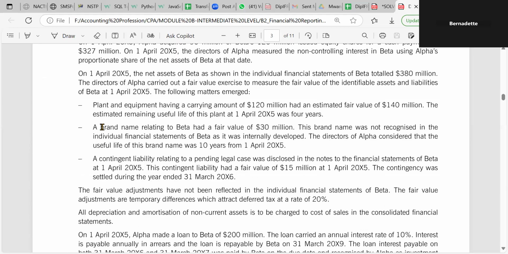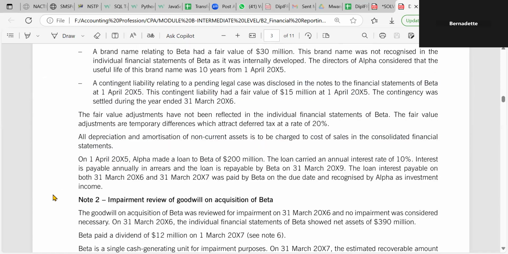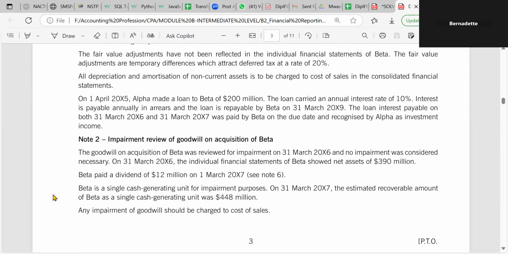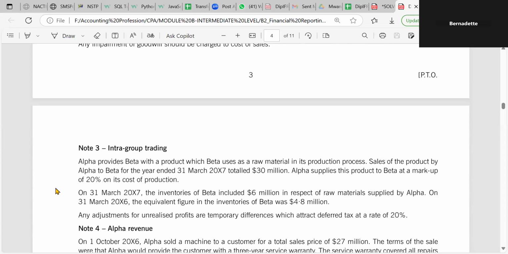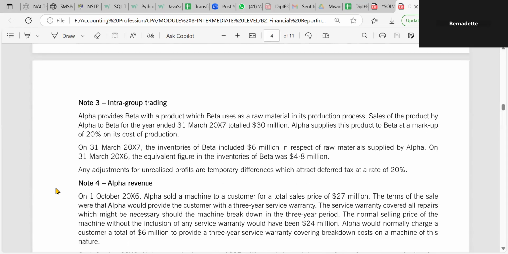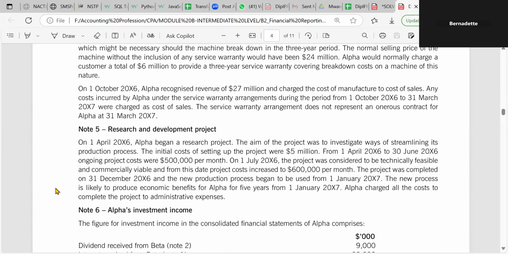But you can see the standards: plant and equipment, that is PPE, brand name, intangible assets, contingent liability IAS 37, provisions, contingent assets and liabilities, right? You see the impairment review, IAS 36. So those are the things. If you do study them, it would be very easy going forward. Research and development. This is intangible assets, IAS 38.